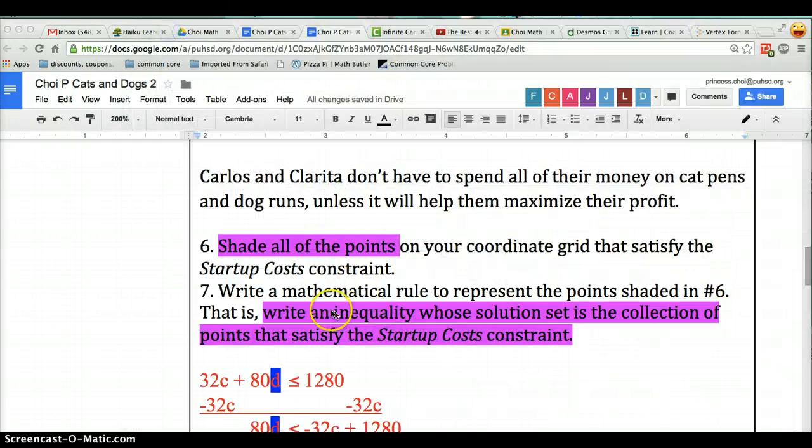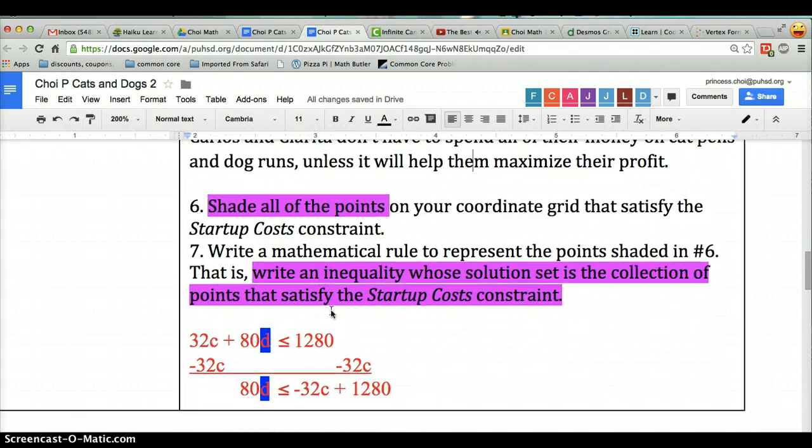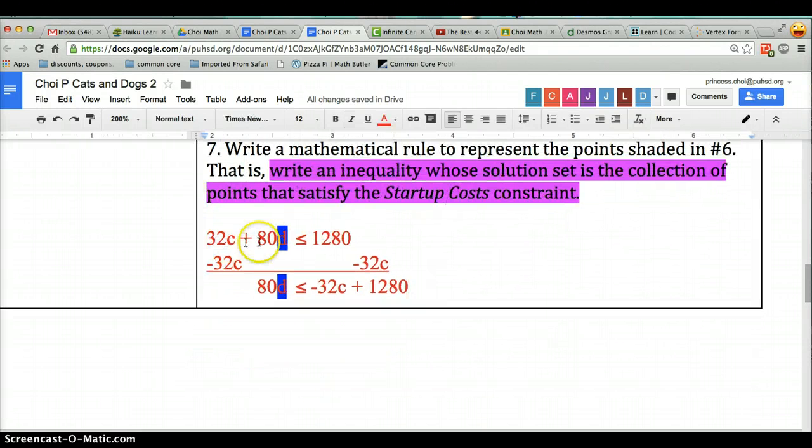And then that came right here. And you guys are so lucky because I'm just sharing the whole document with you. And then I highlighted these important words as I was reading the textbook: shade all of the points, write an inequality, and then you have to go ahead and graph it, right? So this is what we did.